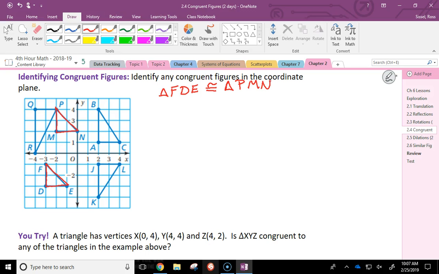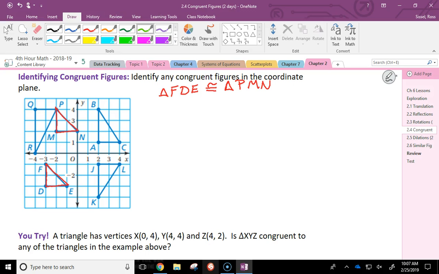Now, Brett, what did they do to these two triangles to move them? How are they different right now? They brought it up. Okay, so translated. Well, let's see. If we check this and follow along right here, I'm going to switch colors. So here's our two triangles.